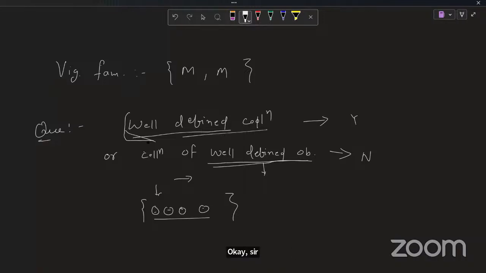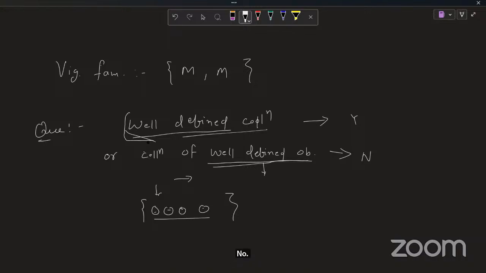Yes, sir. Collection of deities. Not datas. Okay, God and goddess. Collection of God and goddess. Is it well defined? Is it a set or not? No, it is not well defined.